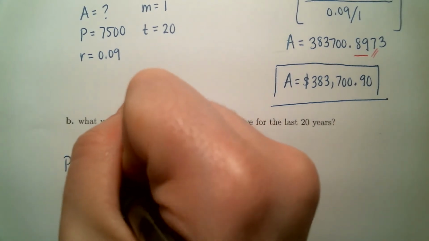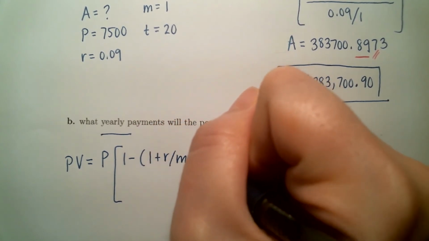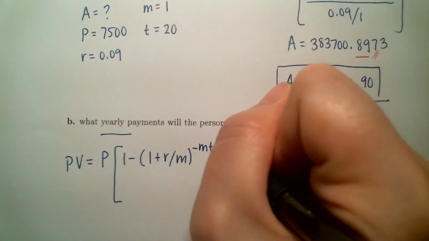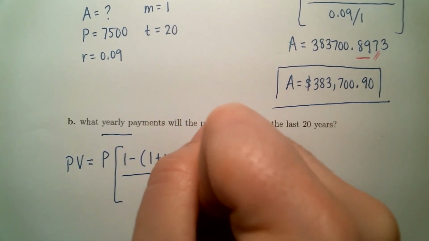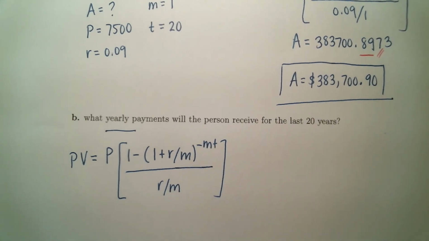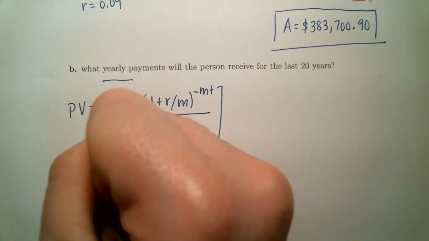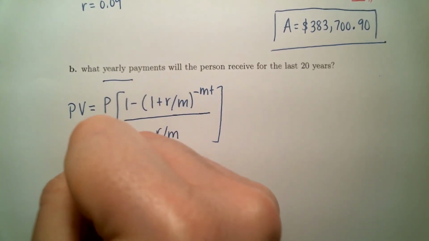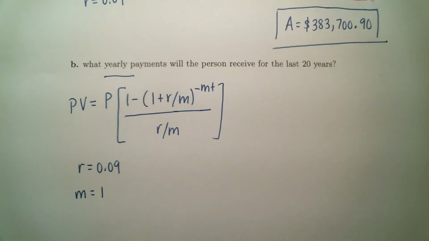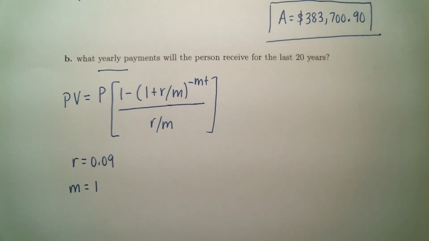Okay, so here we go. Here's our formula. Let's figure out what we know and what we're looking for. Some things have not changed. We still have the same interest rate, still 9%. Everything is still being done yearly. The person is going to receive a yearly payment out of this account, which coincides with how often the interest on the remaining balance is being accrued. That's one time a year.